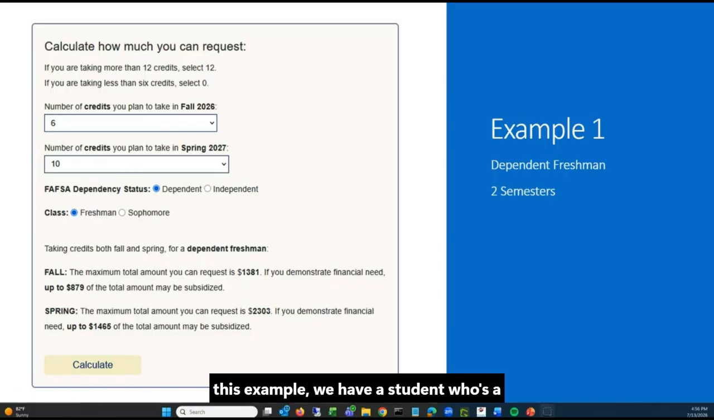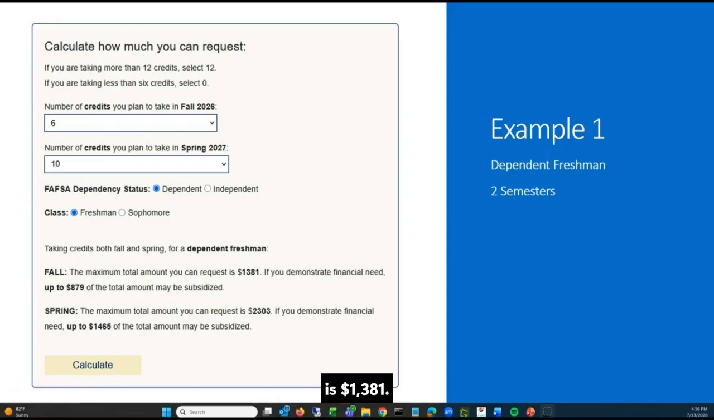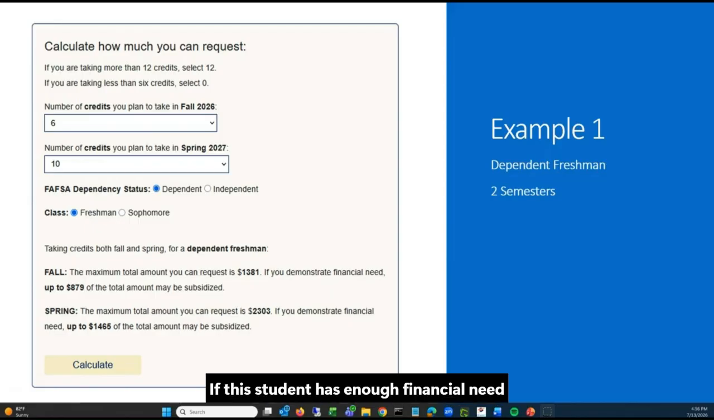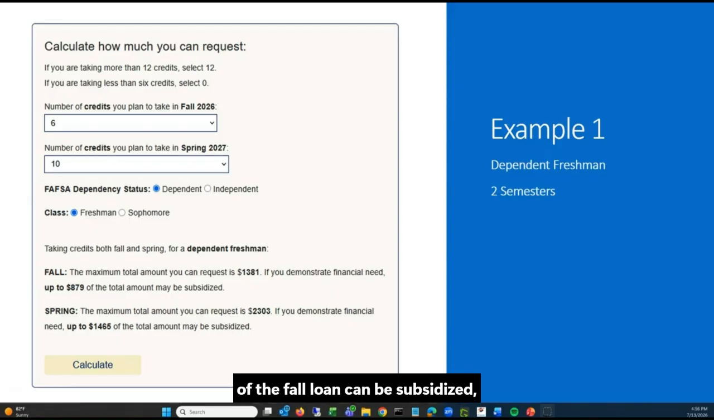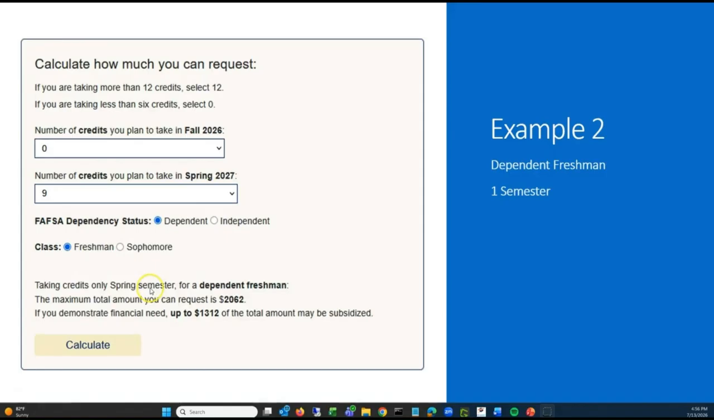In this example, we have a student who's a dependent freshman taking 6 credits in fall and 10 credits in spring. The maximum amount this student can borrow is $1,381. If this student has enough financial need to substantiate it, up to $879 of the fall loan can be subsidized, and the remainder will be unsubsidized. In the spring, notice the amounts the student can borrow are higher because the student is taking more credits.